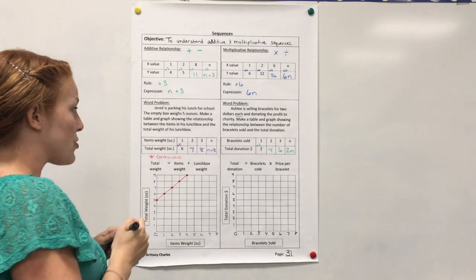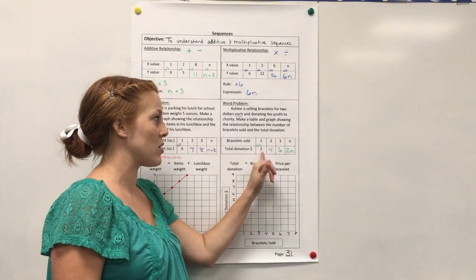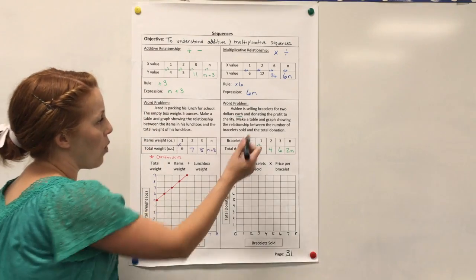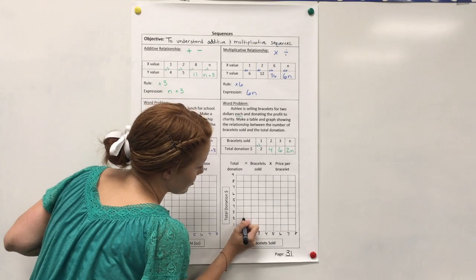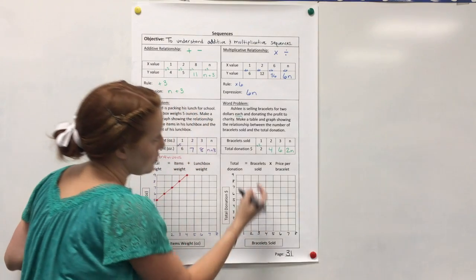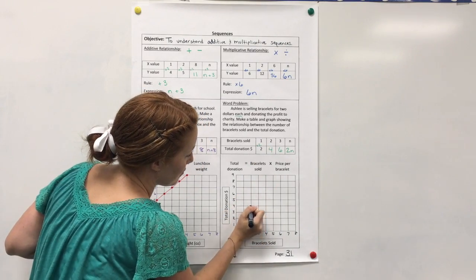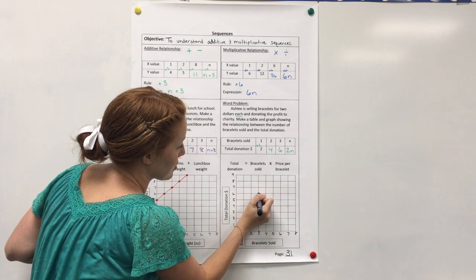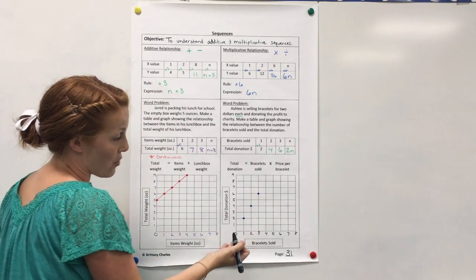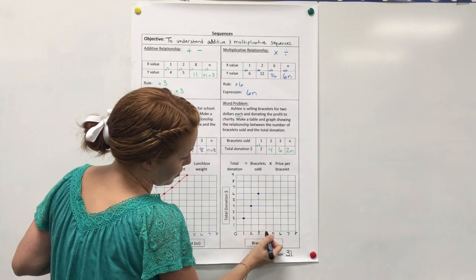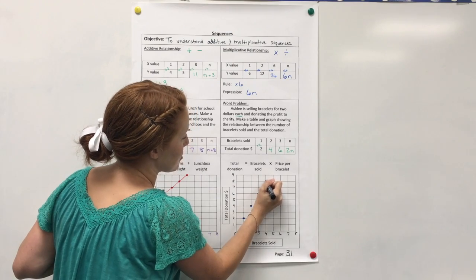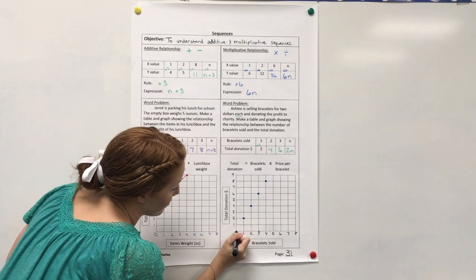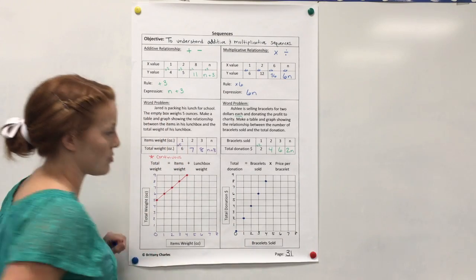Okay, so now let's graph the points that we already have on our chart to start. So we have 1 bracelet, $2. 2 bracelets, $4. 3 bracelets, $6. You can continue the pattern. You can tell that if we had 4 bracelets, it'd be $8. Okay, and if we sold 0 bracelets, well, then we wouldn't have any money to donate. So that could be 0, 0 also.